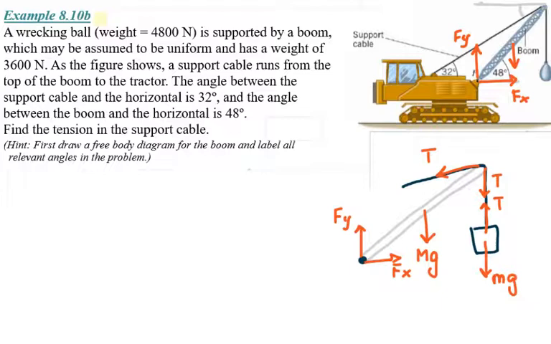And to make it simpler, I'm just going to erase this part right here. And I'm going to say that this way I'm having down right here, the force acting on it is mg, and by mg I mean 4800 newtons, and by capital MG is 3600 newtons. That's the weight of the beam itself. So these are the forces acting.